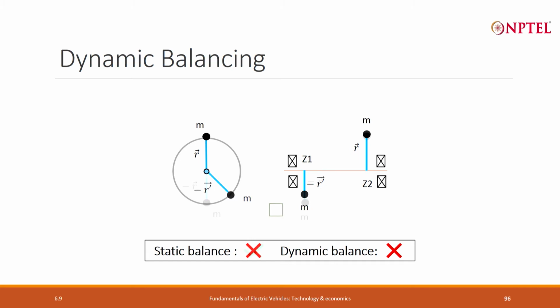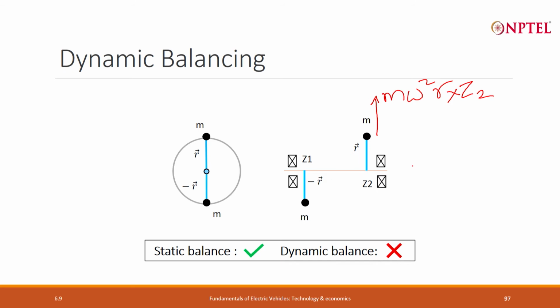Now to correct it, if I move it like this, now no matter which angle I keep it, it will remain in that angle. It will not rotate because the two masses are creating equal and opposite moments. It will not rotate by itself. But what happens when this whole thing is set rotating is that this mass will experience a centrifugal force m omega squared r, and it will create a moment about this point. The distance is z2, the axial distance, and this one will experience a centrifugal force, same m omega squared r, multiplied by z1.